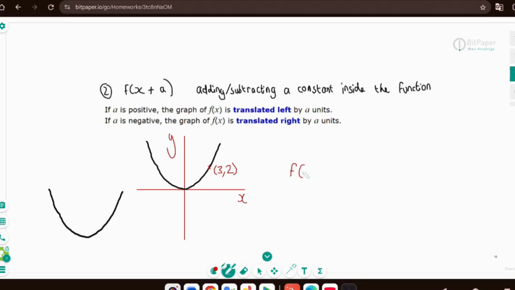So if I did f of x plus 1, this means a translation of 1 to the left. Let's translate 1 to the left. I think it's always useful to note down which coordinate is affected. If I've got my graph here and I move it 1 to the left, so can you see it would then be 2, 2. The y coordinate is not affected at all. The x coordinate is affected.